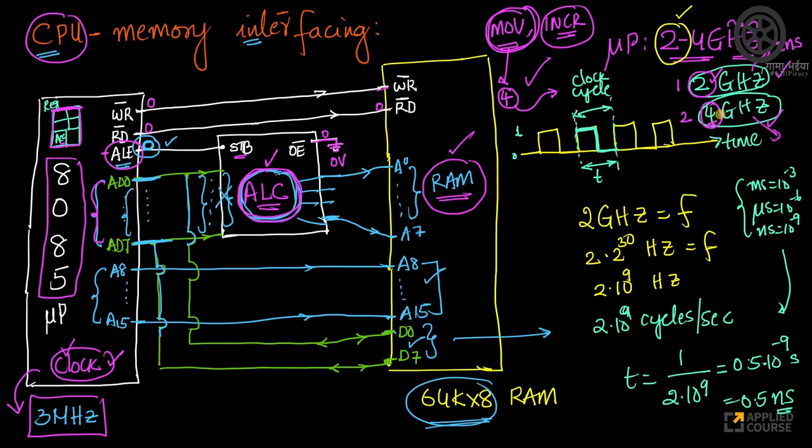At the same time, what is the time interval for the 4 gigahertz processor? It will be 0.25 nanoseconds. So it will require only 1 nanosecond to complete the move operation. So the higher the clock speed, or the higher the frequency of the microprocessor, the faster you can execute.